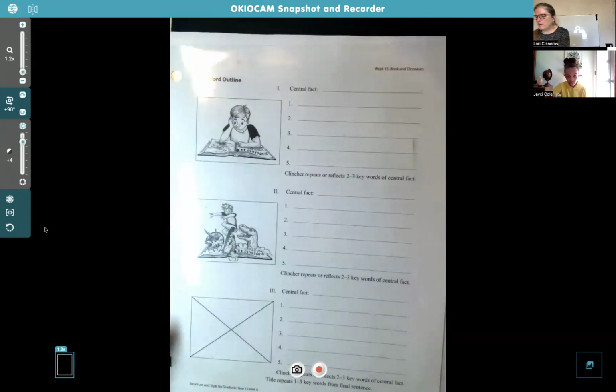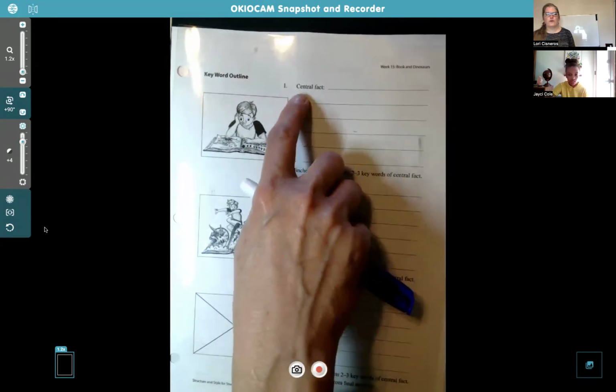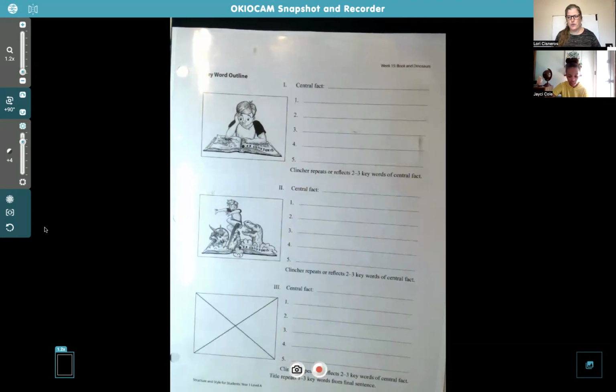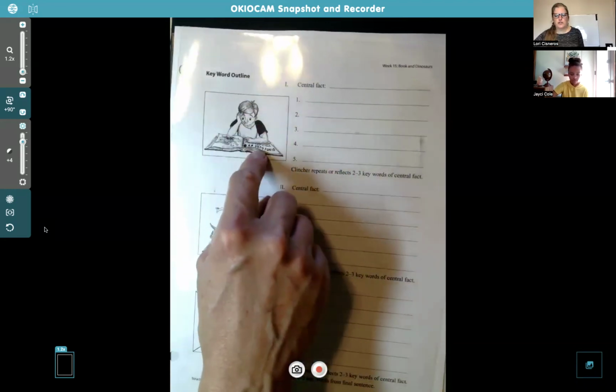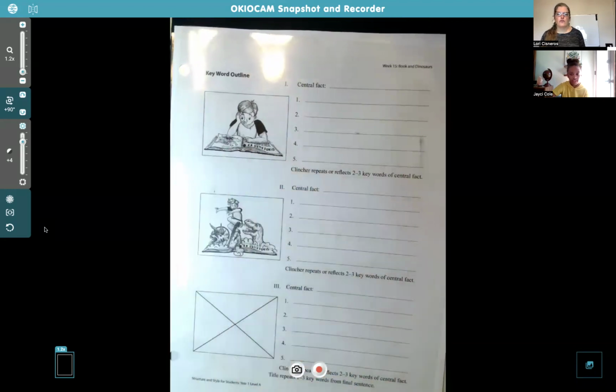Do you remember what we're looking for when we see that central fact? Do you remember what that means, the central fact? Like what's happening in the story? Or in the picture. Yeah. So what's literally in the picture? Good. That's what we're looking for, central fact. So, what do you literally see in that picture? First one.